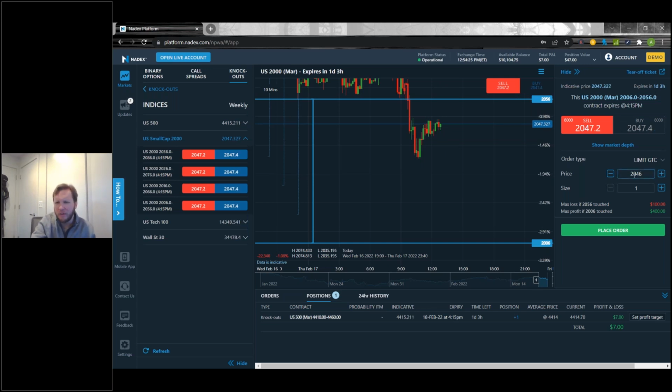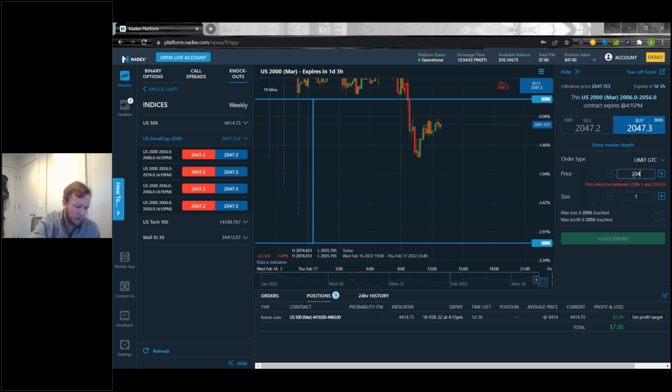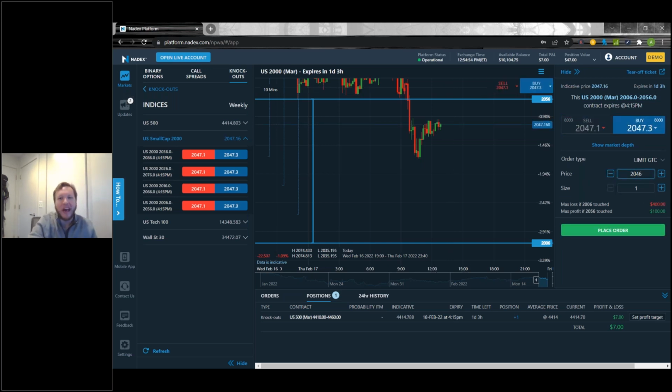So I'm just trying to use the example of 2046 because it gives us that nice round 100 number. So 2046, if I'm there on the sell side, I'm risking 100 because it's about 100 points from the top. 2056 minus 2046, right? And then the total reward is 2046 to 2006. So it's a 40 point, $400 potential reward there. And then, same on the buy side. If I go back and choose 2046, it's going to be the exact inverse.